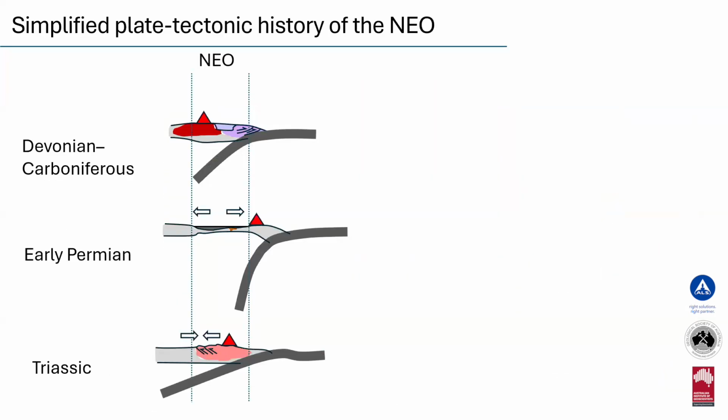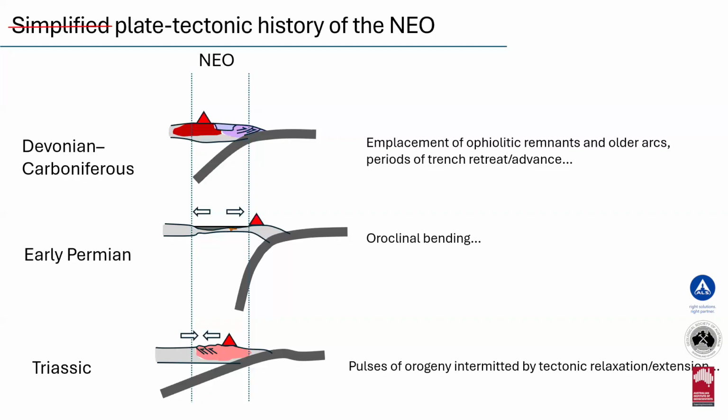So it looks easy. You have a very simple plate tectonic history of the New England Orogen. Here is the New England Orogen; this is what we see between those lines. In the Devonian-Carboniferous, we are somewhere in the arc, fore-arc. Then we get trench migration, and we are in the back arc in the early Permian, and then we are back in the arc in the Triassic. So it looks easy, but of course it's way more complicated.